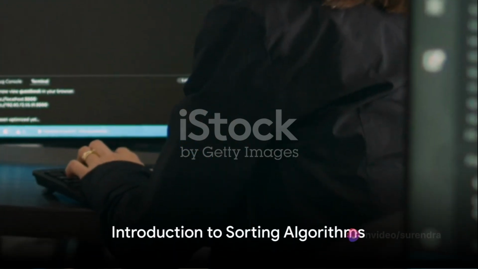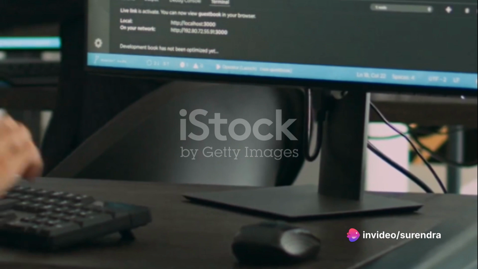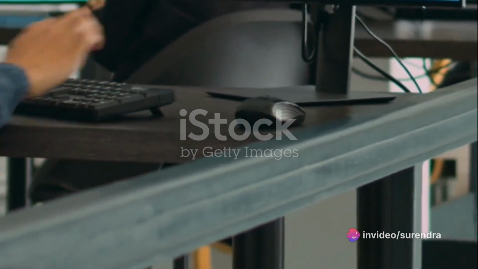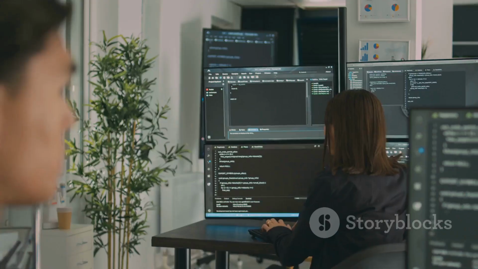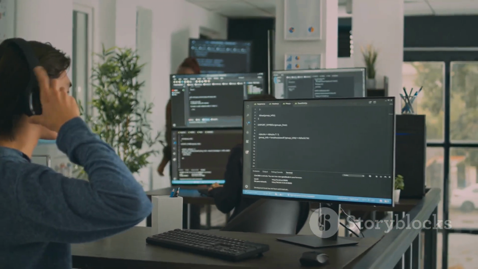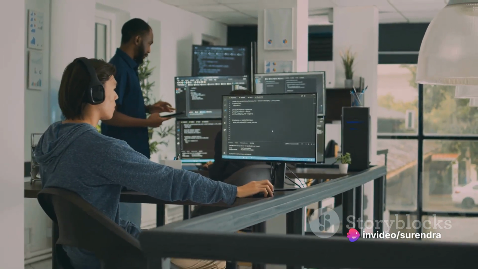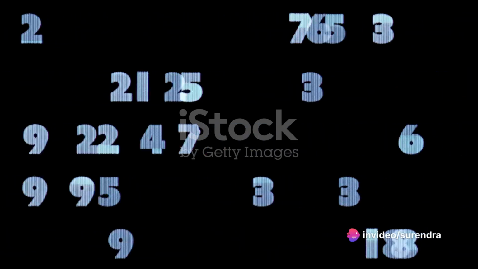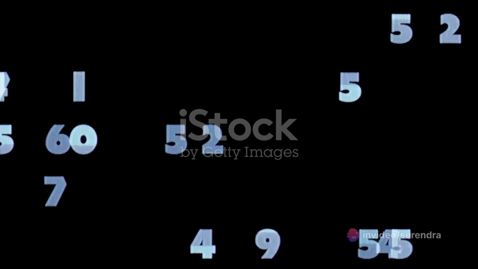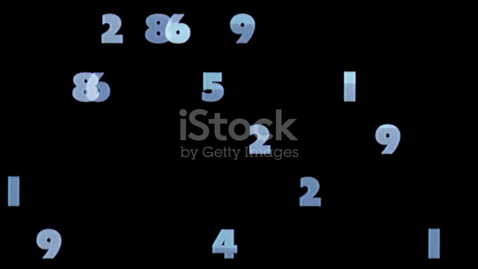Ever pondered how a computer manages to organize a jumble of data into a neat, orderly sequence? Welcome to the domain of sorting algorithms, a fundamental concept in computer science. Today, we're going to unravel the mystery behind one of the most efficient sorting algorithms, known as merge sort. Sorting algorithms are the unsung heroes of our digital world, working behind the scenes to bring order to chaos.